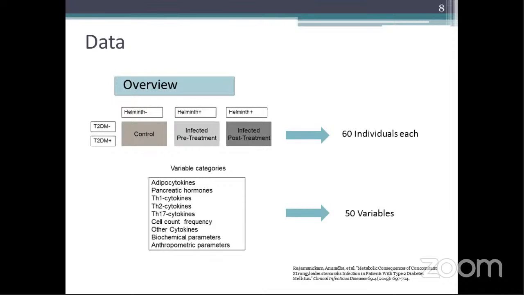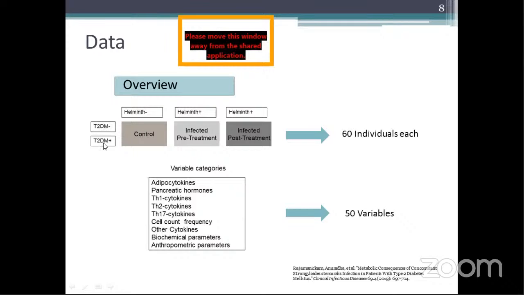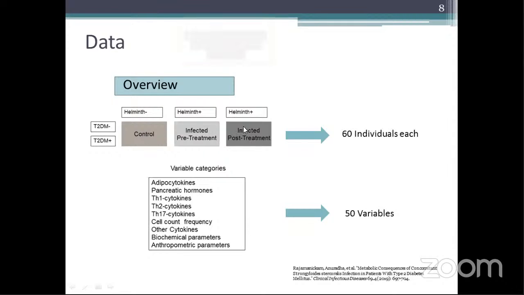So this is the general overview of the data set. Here we can see two sets of data, that is for patients without diabetes and with diabetes. Here T2DM minus suggests that individuals don't have diabetes. Under each of these two sets, we have three groups, mainly control, infected pre-treatment and infected post-treatment with respect to Helminth disease. We have about 60 individuals in each of these groups.